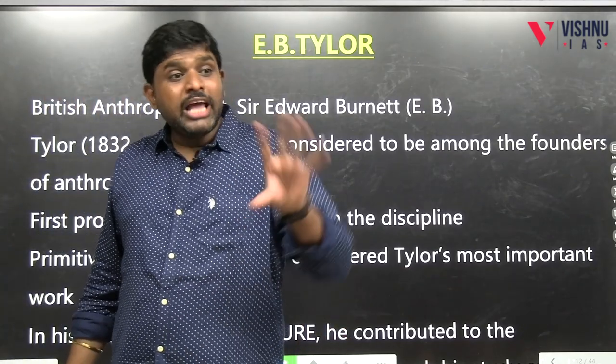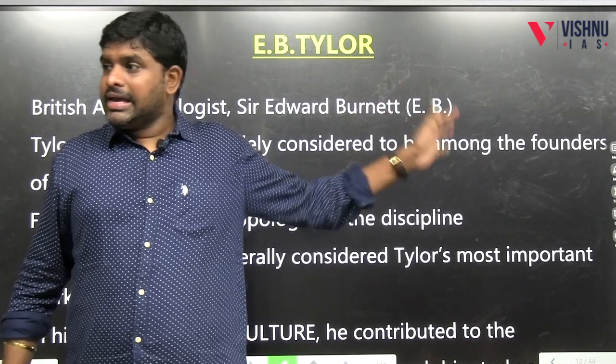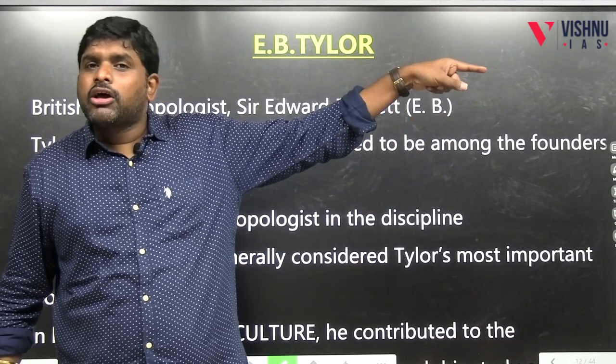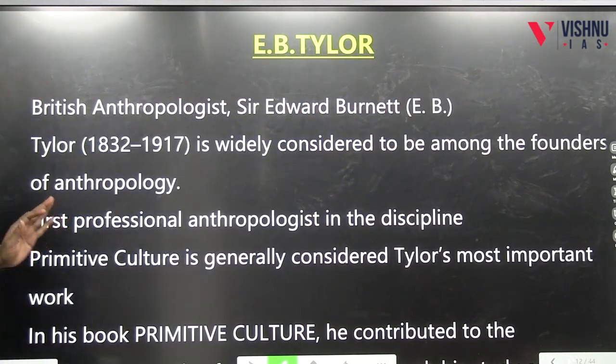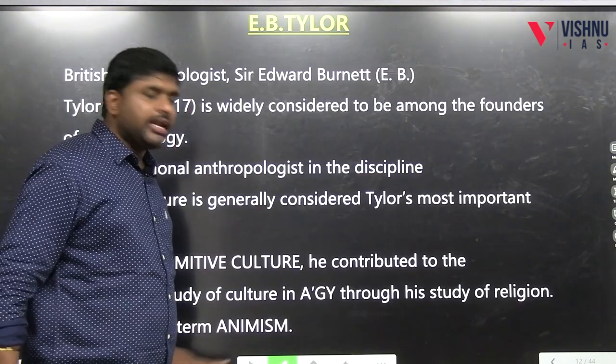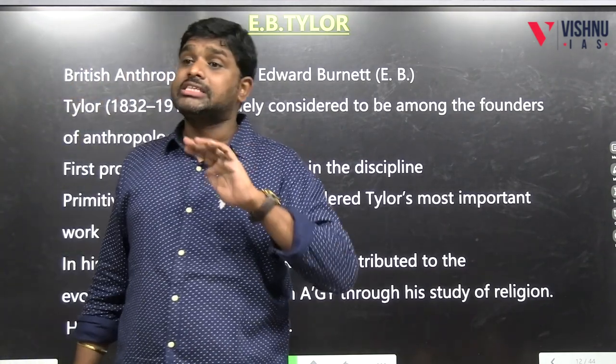So now individually, how did they substantiate these concepts? E.B. Taylor had his own examples, Henry Morgan had his own examples, James Frazer had his own examples. So first, E.B. Taylor. Quickly tell me, what are the contributions of classical evolutionism?